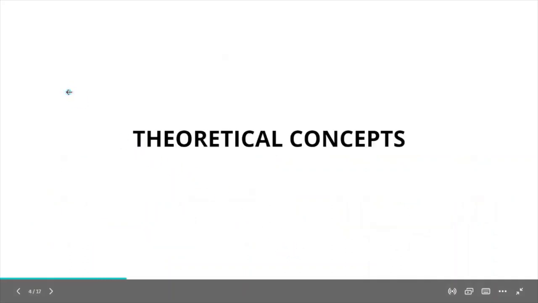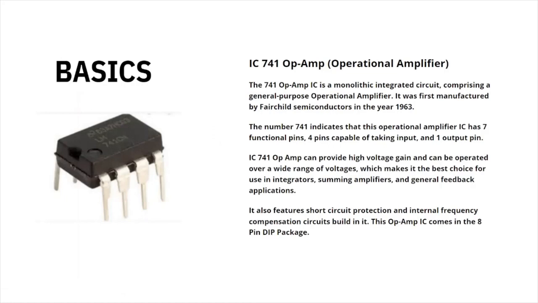Talking about the theoretical concepts, let's begin with it. A little bit of basics about the op-amp. Here you can see the op-amp IC, which is 741. The op-amp IC 741 is a monolithic integrated circuit which comprises a general purpose operational amplifier. It was first manufactured by Fairchild Semiconductor in the year 1963.